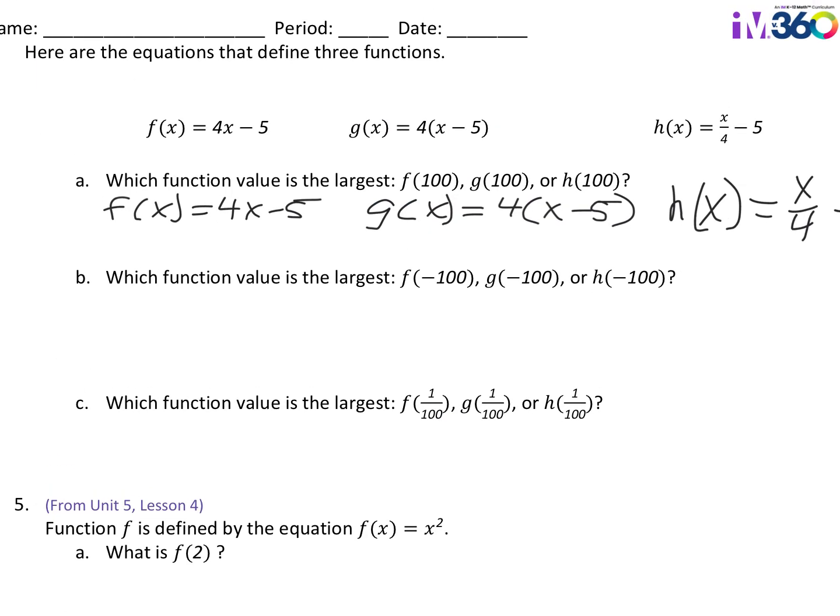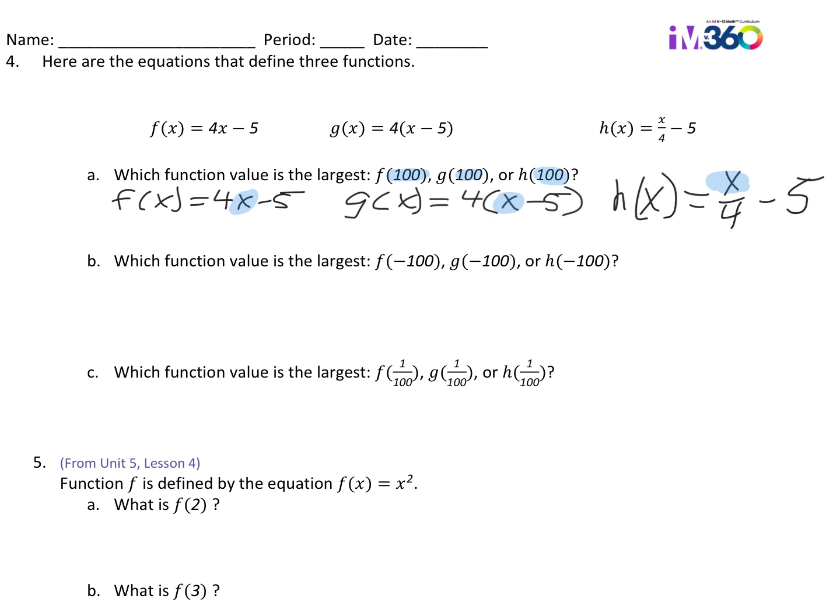To figure out the answer to letter A, we need to take the number that they are telling us to substitute for x and substitute it in for x. So in each case, for each function, we're going to take the x out of the function rule and replace it with a 100 and see which value is the largest.